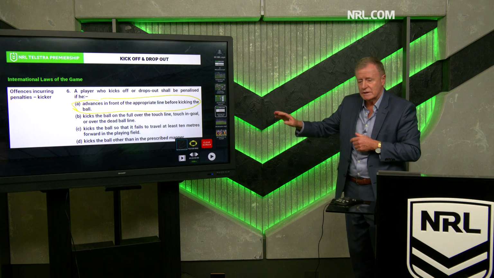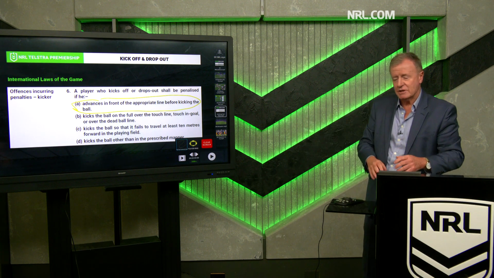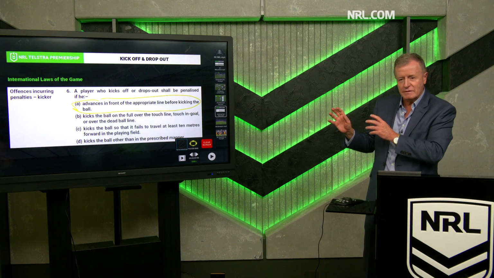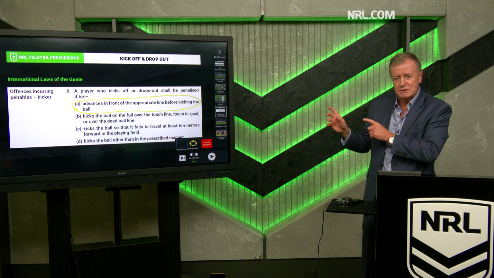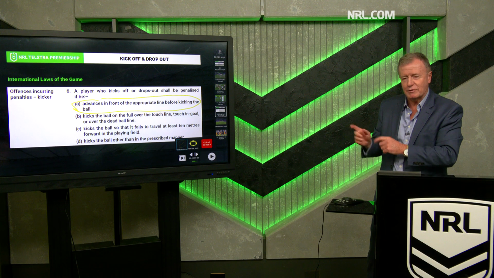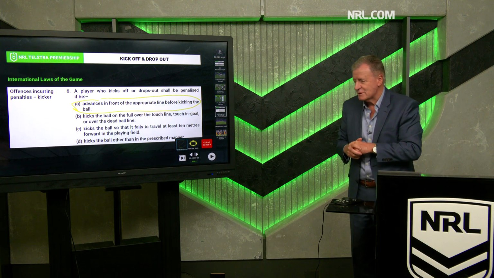Then that would be a penalisable restart because he has kicked the ball in front of the appropriate line. So I know social media will go nuts saying you're wrong, but I'm not wrong. That's what the rule was always intended to do. It's just that the style of kicking has changed, and you can't be offside from your own kick. Any questions on that one?